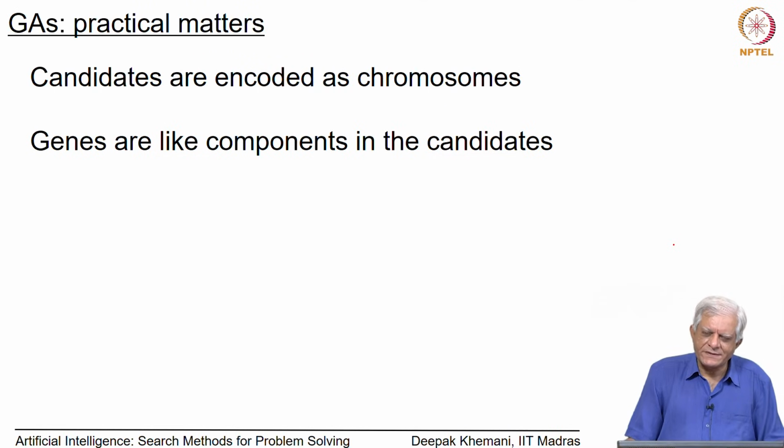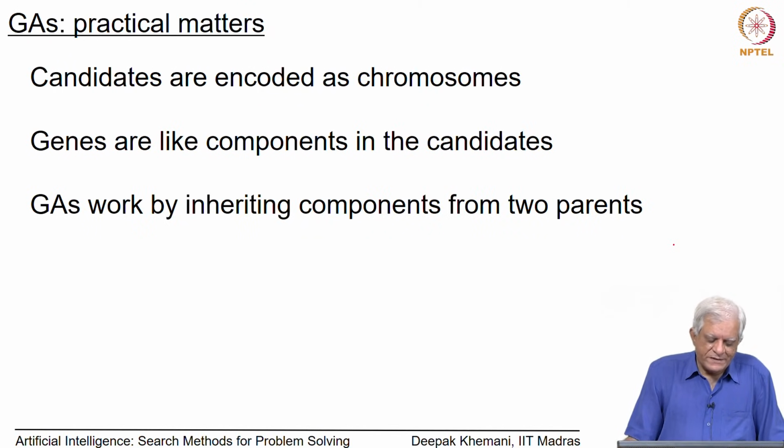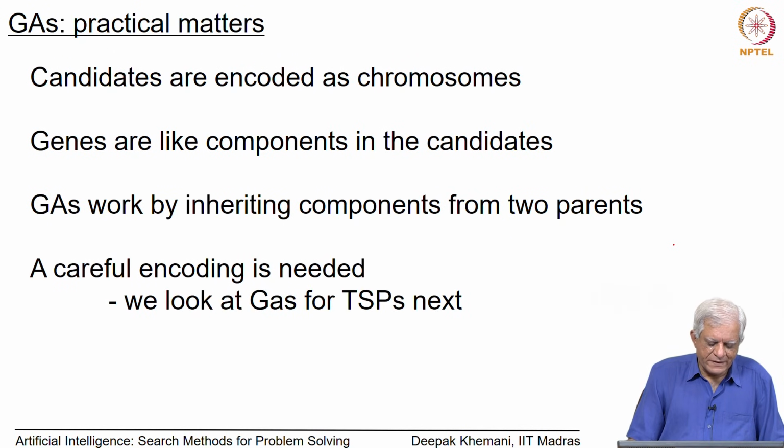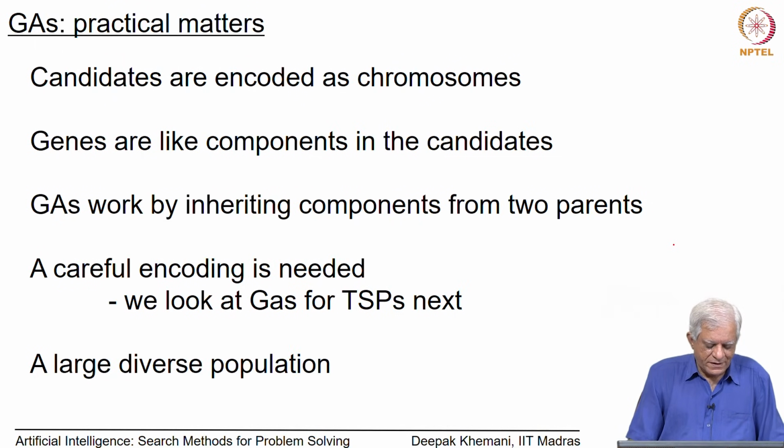In the next session, we will see that for some problems like TSP, it is not so easy to do this mixing up, but nevertheless there are ways of doing it. So, GAs or genetic algorithms work by inheriting components from two parents, and that is where the mixing up comes in. And as I said just now, a careful encoding is needed, and we will look at GAs for TSPs next.